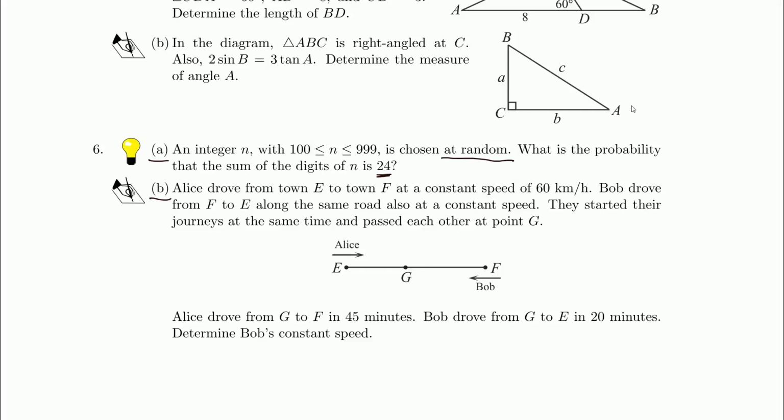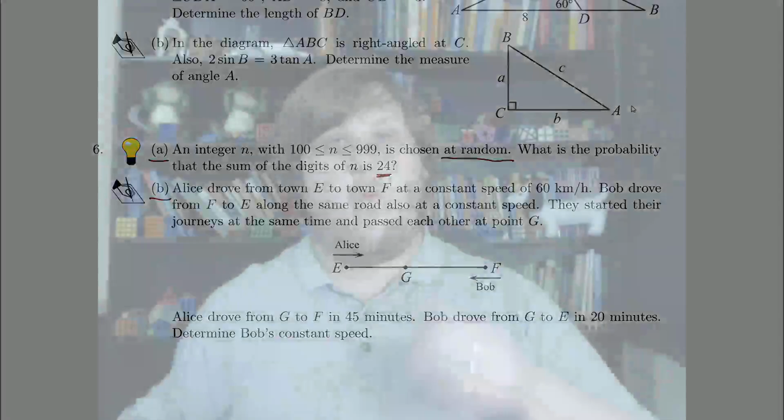Okay, so chosen at random, probability, we're going to need to do two counting calculations. We need to figure out how many of these 3-digit numbers actually have a sum of 24, and place that in the numerator. Then in the denominator, we need the total number of 3-digit numbers that could have been picked. This is how probability works when you don't have any weighting. So you've got to do two counting arguments. One will be a little harder than the other.